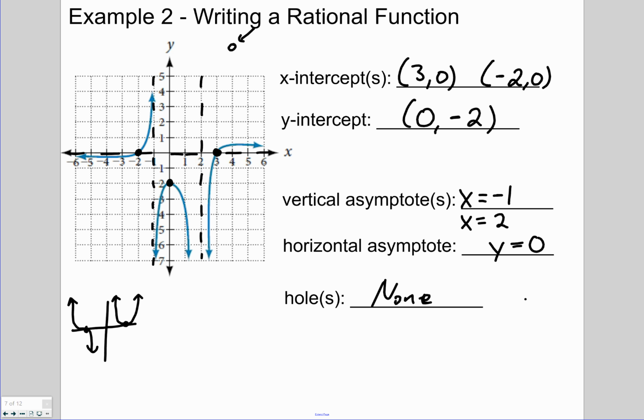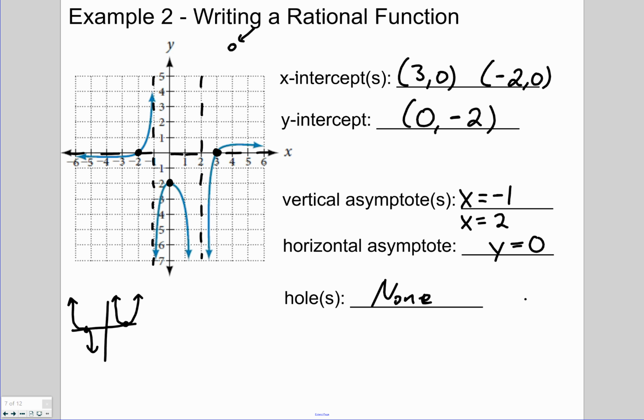Because if it goes and touches it and comes back the same direction, it doesn't have to go up. It could have gone here and come back down. As long as it doesn't cross, it touches but comes back, that's double. When it looks like that, like here, that's cubed.